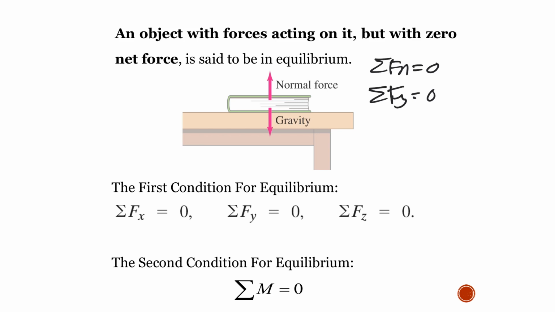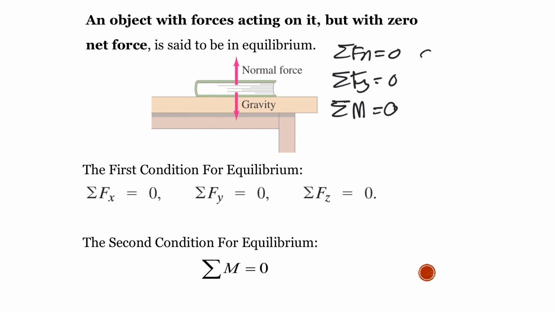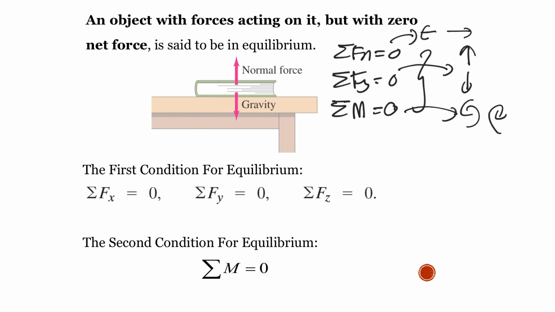And then the last one, to make sure that the object is in equilibrium, is the sum of moment equal to 0, which means that all the forces moving clockwise should be balanced with the anti-clockwise. So if all these three things are complete, then the object will be in equilibrium. Fx is about right and left, Fy is about up and down, and moment is about anti-clockwise and clockwise. Please make sure that you differentiate, and please take note.